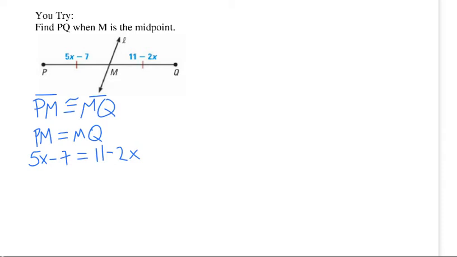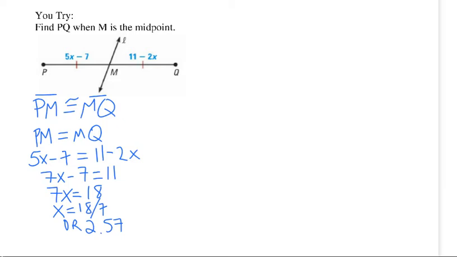And now you can move the 7, which is a minus 7 right now. If you move it by adding it to the right-hand side, that would give us an 18 on the right. And then to solve for x, I need to divide both sides by 7. So this gives me 2.57 around, or I can just leave it as a fraction, 18 over 7. Now remember, we need to find the distance from P to Q. So we need to take this value of x and substitute it into the 11 minus 2x and into the 5x minus 7, and then combine those two answers.